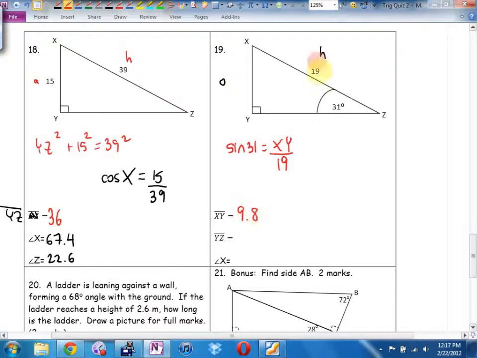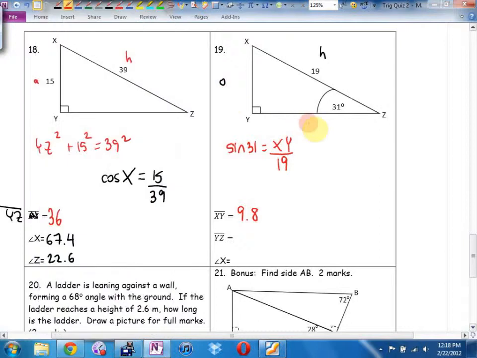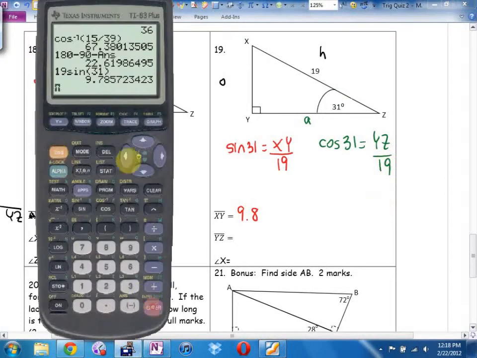XZ, I could use Pythagoras. I could go 9.8 squared plus that squared equals that squared. The only problem is it's not 9.8. It's this, and I don't want to round up. You know what, Cole? I'm going to do trig again, just because. I'm going to call this here adjacent, and I'm going to use the 19 and the 31. I'm going to say cosine of 31 equals YZ over 19. The other reason is because on my calculator, I can just backspace and change the sine to a cos. Am I wrong?